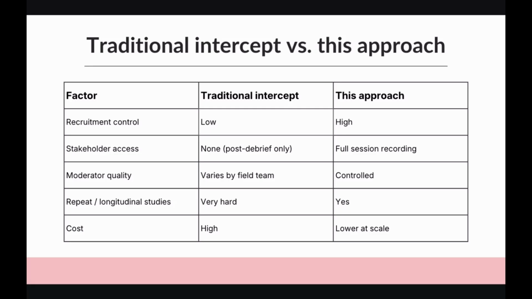With the traditional intercept method, you're working with whoever walks in that day. There's limited stakeholder access, and variable quality is a factor to keep in mind when you're doing this type of research on the ground. The online approach gives you screened participants, recorded sessions, and the ability to go back to the same shopper over time at a lower cost.